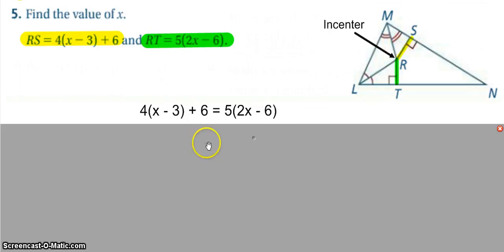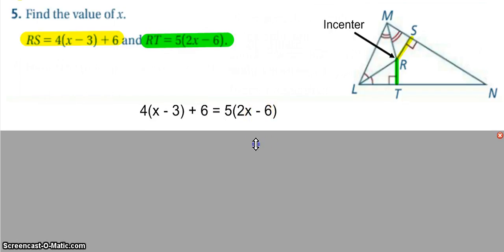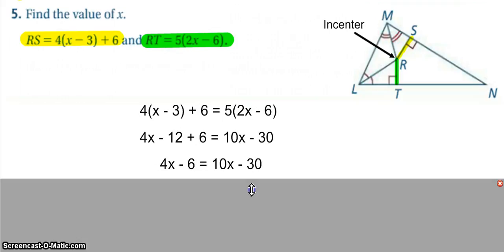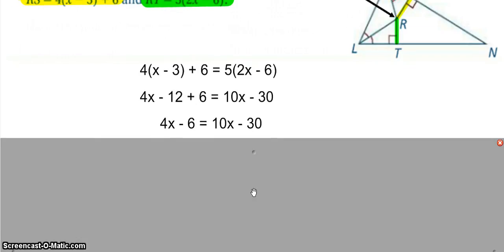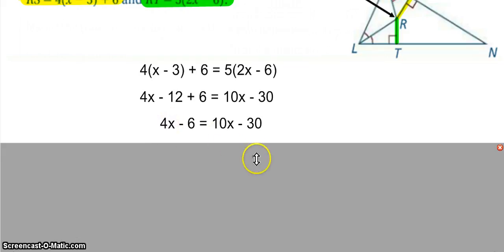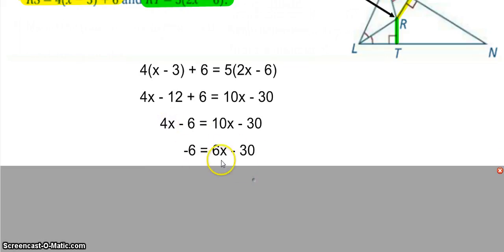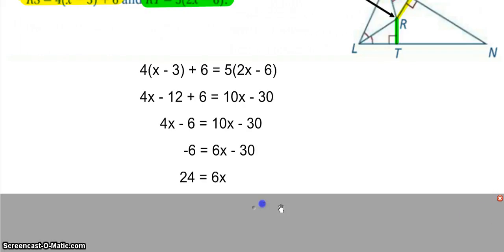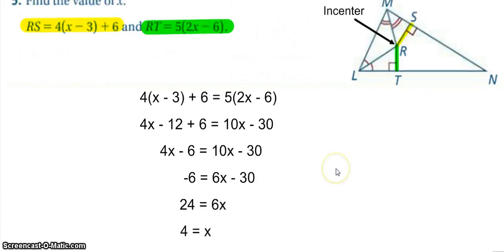So I start by setting up their expressions into an equation to state them equal to each other. I then use the distributive property to put my 4 into these parentheses and my 5 into these parentheses. I then combine like terms on my left-hand side. I then want to start isolating or combining like terms on a single side, so I decided to take this 4x away from both sides. So I get negative 6 is equal to 6x minus 30. I then add the 30 to both sides, getting 24 equal to 6x. And I find that my final answer is x being equal to 4.